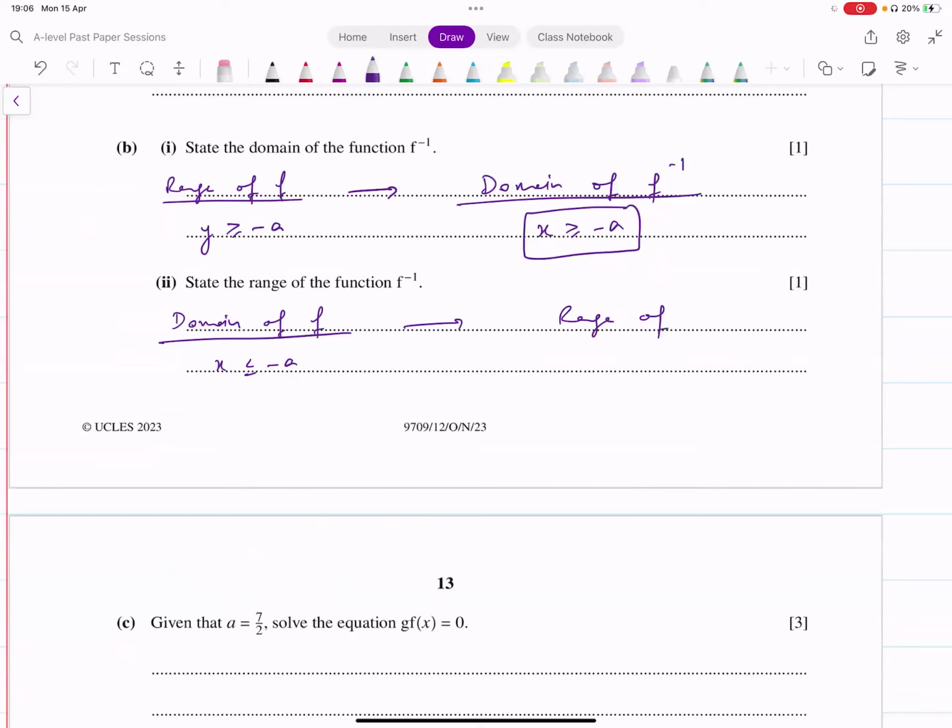What about the range of f inverse? It's also going to be less than or equal to minus a, but since we're talking about range, which is y values, we're going to say it's y less than or equal to minus a. This is the range of the inverse function. Make sense?